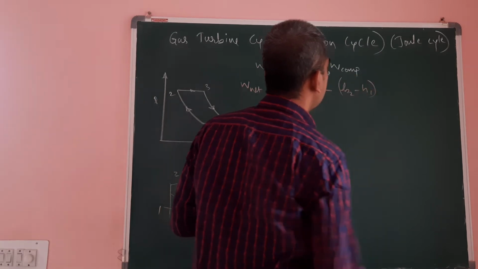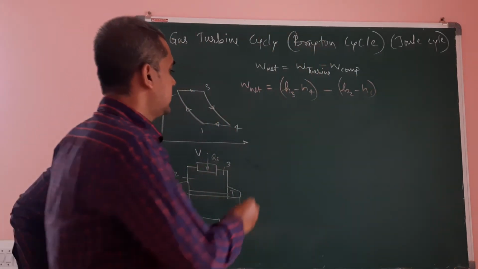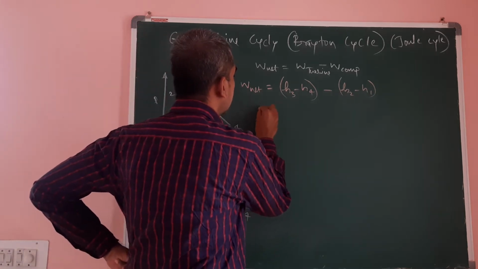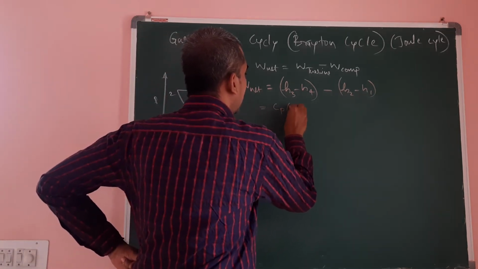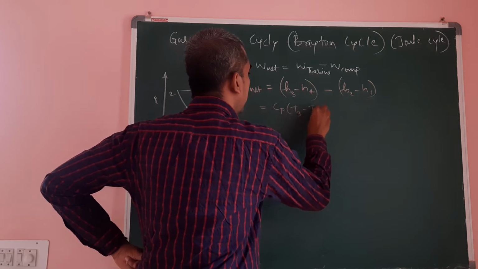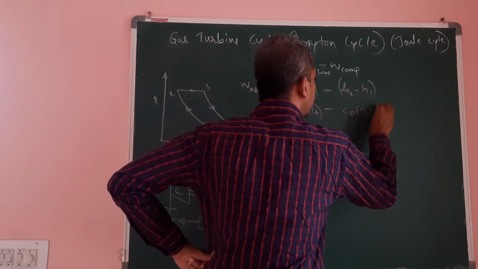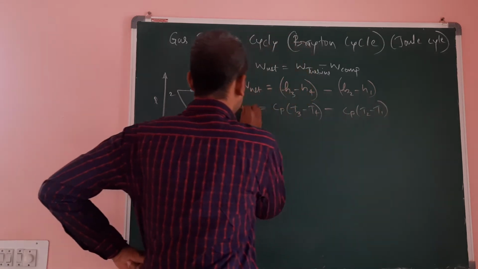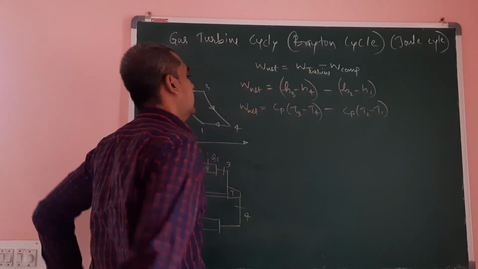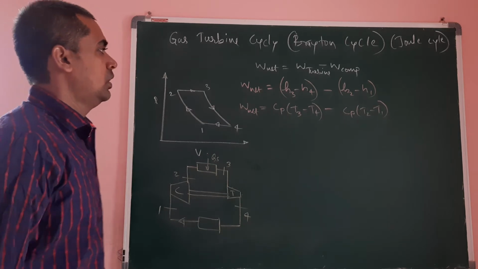This change in enthalpy we can write as Cp into delta T. That is, W net is equal to Cp into (T3 minus T4) minus Cp into (T2 minus T1). Okay, we can write like this: the net work done.